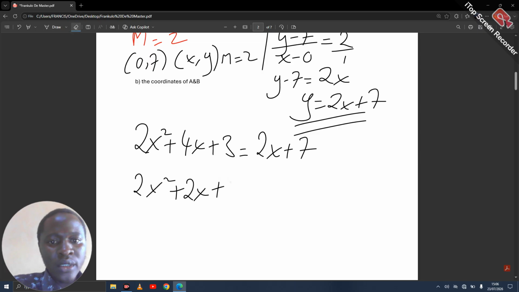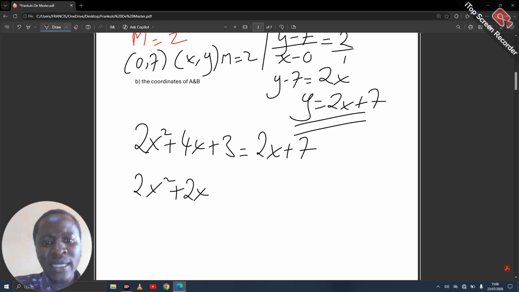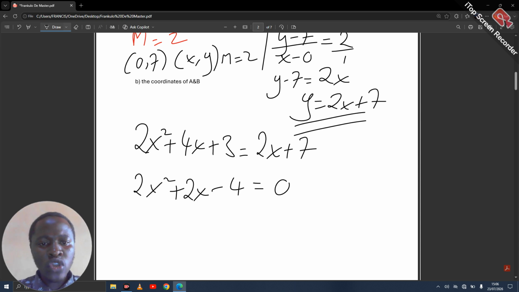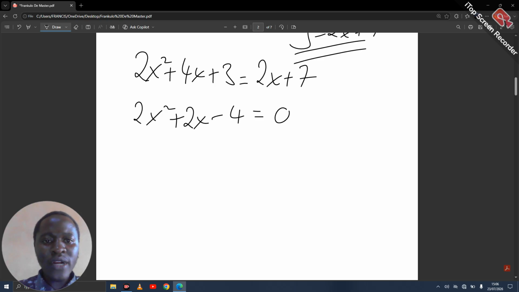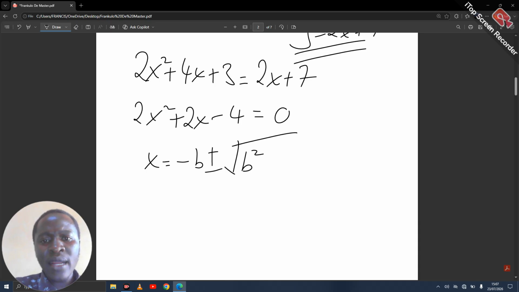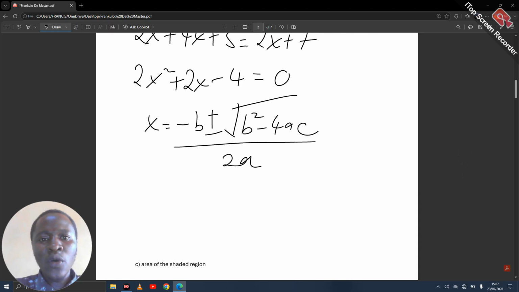So I shall have 2x squared plus 4x minus 2x plus 3 minus 7, which is minus 4, is equal to 0. So 2x squared plus 2x minus 4 is equal to 0. Then we use the quadratic formula. The easiest one, the quadratic formula will always be negative b plus or minus the square root of b squared minus 4ac all over 2a. So this one is a, b, and c.